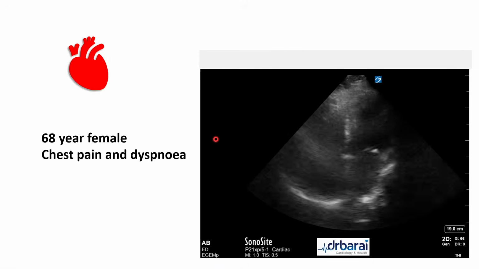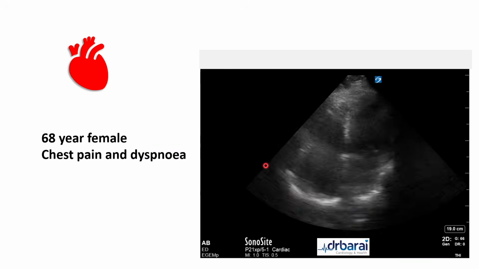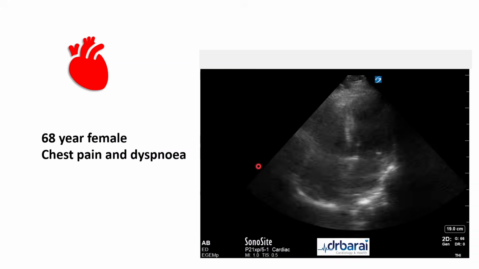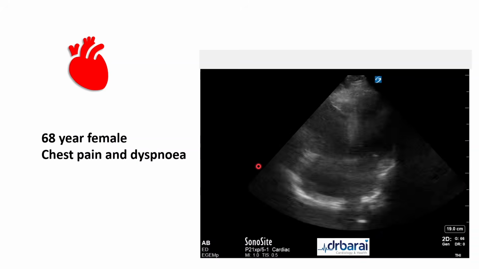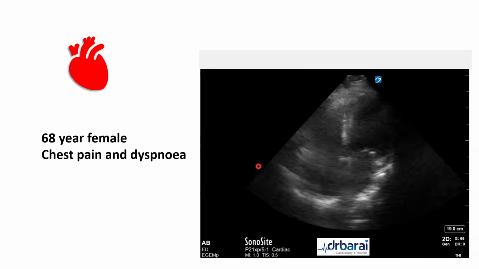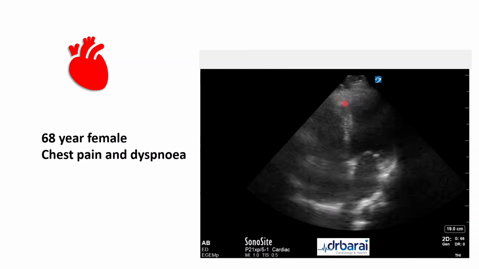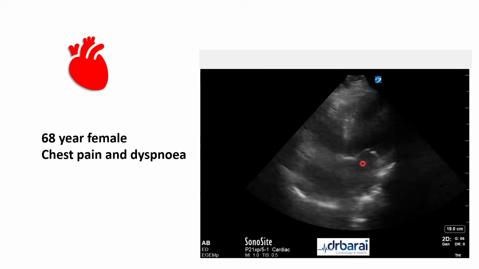Let me show you a real life patient so that you can understand this even better. So this was a 68-year-old lady that I saw a few months ago. She came with chest pain and shortness of breath. So we have got a lot of differentials in my head, but at that point what I did is I did an apical 5-chamber view, and this is the apical 5-chamber view, as you can see.